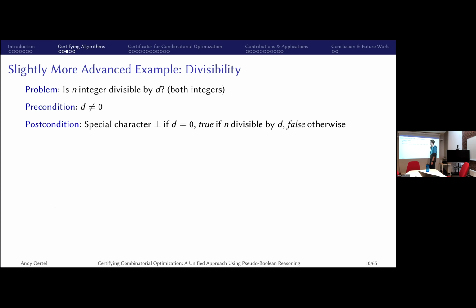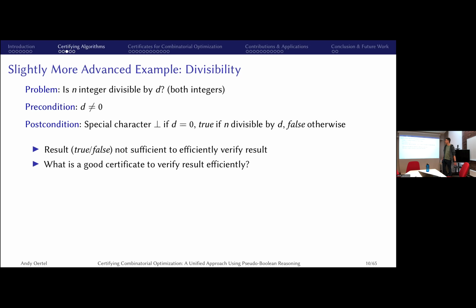Again, in this case, we want to check if an integer n is divisible by d, and let's say both n and d are now integers. Again, the precondition here is that d is not equal to 0. The postcondition is that if d is 0, then the output is the bottom character, and otherwise we output true if n is divisible by d, and false otherwise.